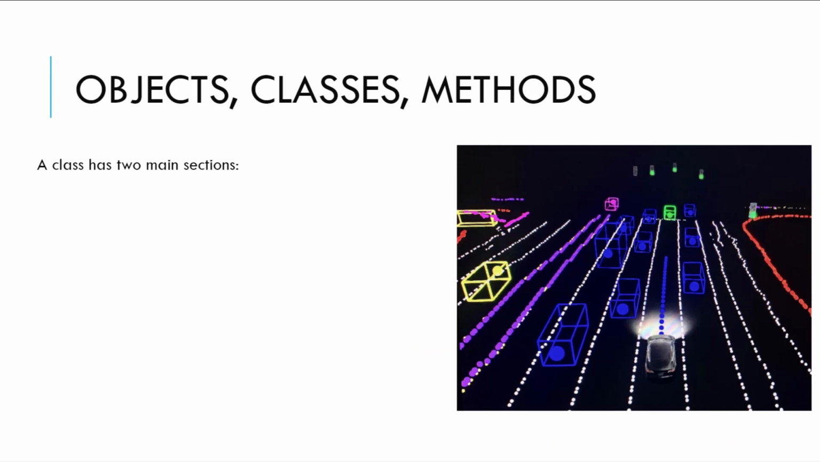It has two main sections. The first being a description, also known as the attributes. If I was doing procedural programming here, the attributes are basically your variables. And in addition to that, we also have actions. And these are classed as methods. So again, if you were doing procedural, these would be your procedures and your functions.